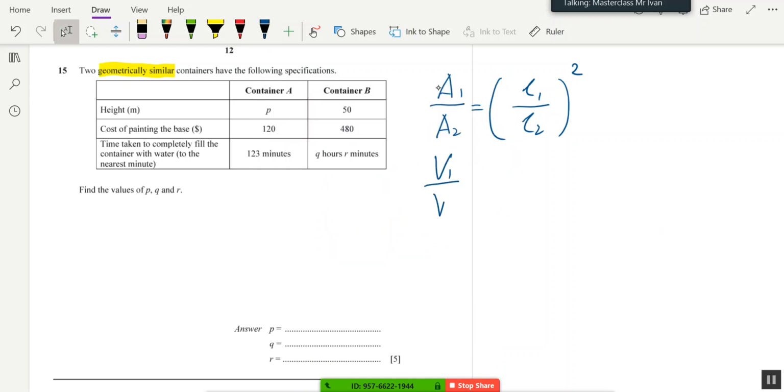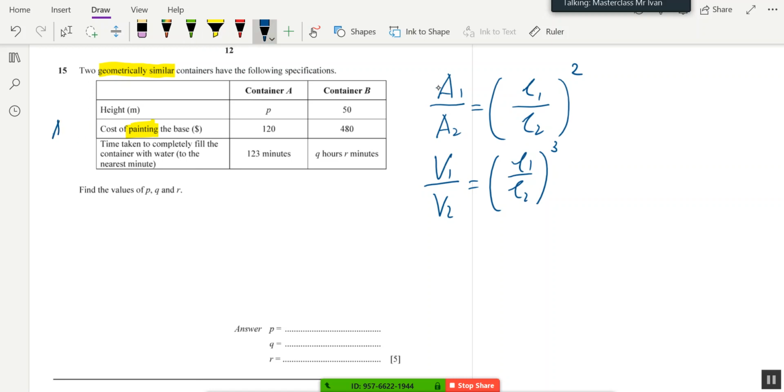Then V1 over V2. Jerome, which one over which? L and H can change, it's the same. Cube, yes. So you must know, to paint something, we're talking about area or volume? Area. Very good.